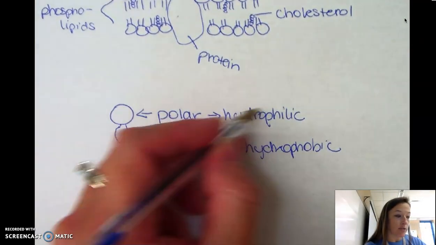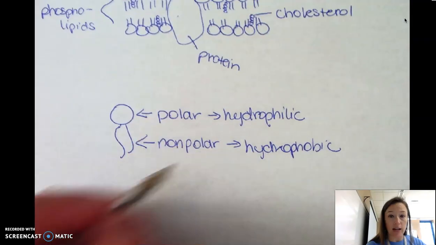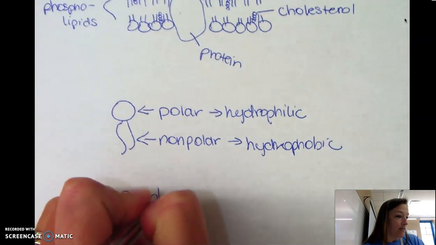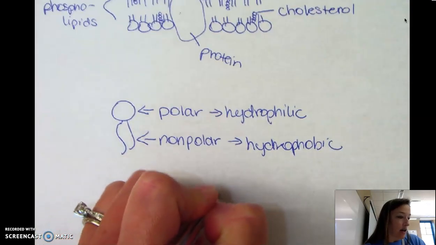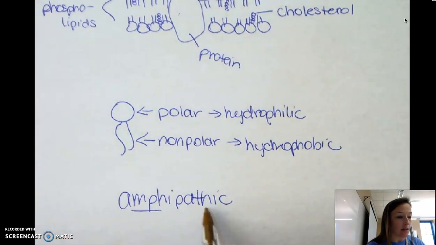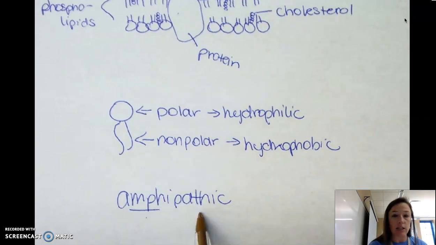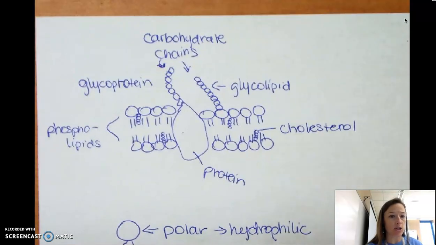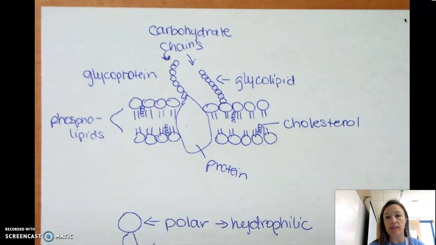Anytime you have both of those conditions, hydrophilic and hydrophobic, on the same molecule, we call that amphipathic, okay? Amphi means both, path means condition. So we have both conditions on the same molecule. All right, so I can identify the hydrophobic portions, I can identify the hydrophilic portions, I can describe why it's called amphipathic, and then I can explain why the current model of the cell membrane is called the fluid mosaic model. All right, so this model that we just drew up here is known as the fluid mosaic model.